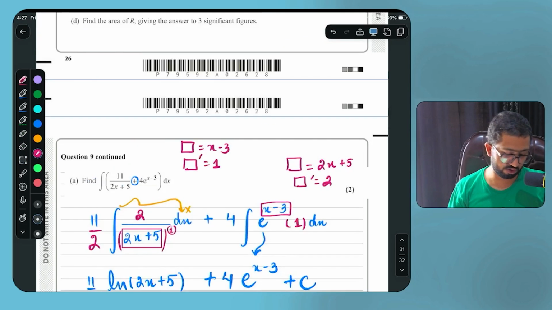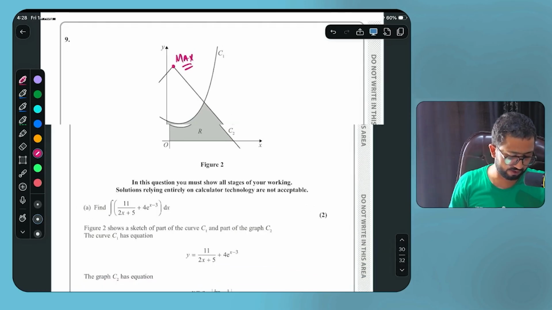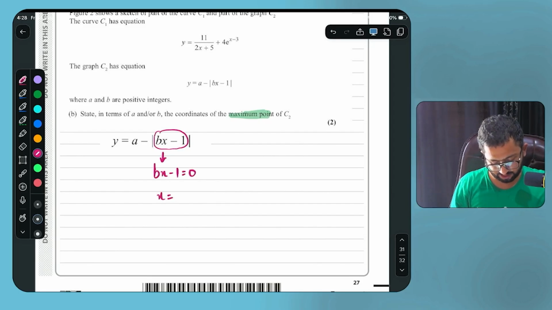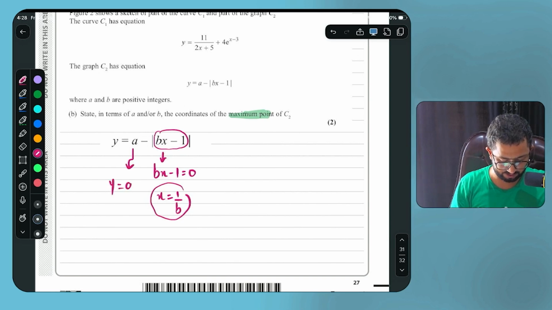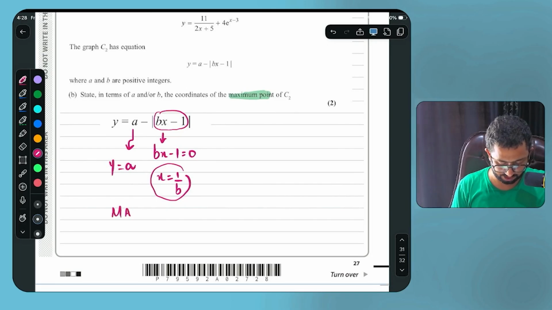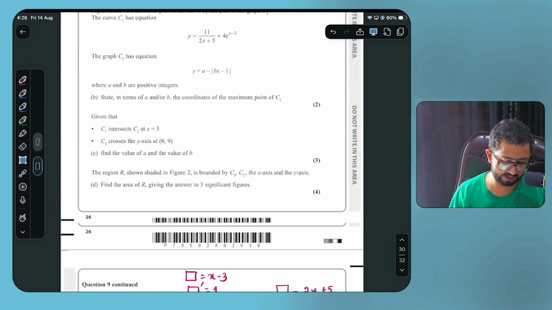Everyone knows that the maximum point is the vertex point of the modulus. That is the maximum point of the C2 curve. How to find this maximum point? Everyone knows, put this bracket equal to 0. The x value will be 1 over b, and the y value is always a. So the maximum point will be 1 over b comma a. Very easy question.